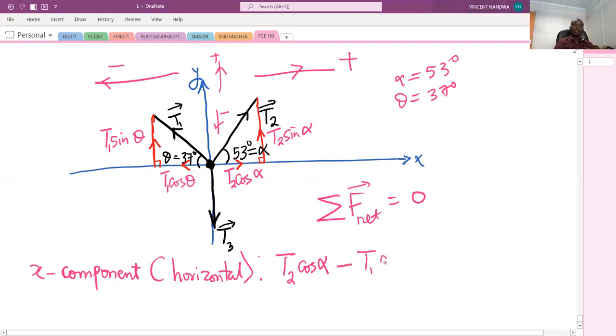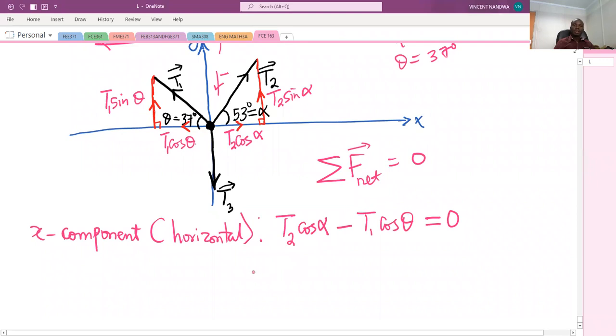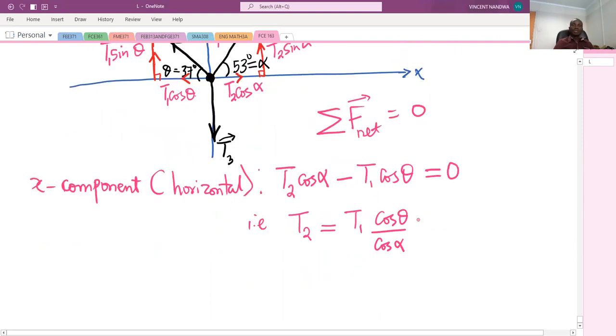So T2 cos alpha. This other force T1 cos theta is to the left, so the sign is negative. So T1 cos theta. Those are the only forces acting in the horizontal direction, so that should give us 0. That's to say, T2 is the same as T1 cos theta over cosine of alpha. I've simply taken this to the right. So this T2 will be the value of this.